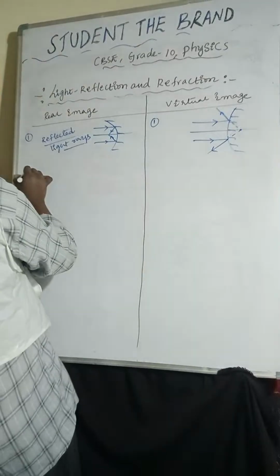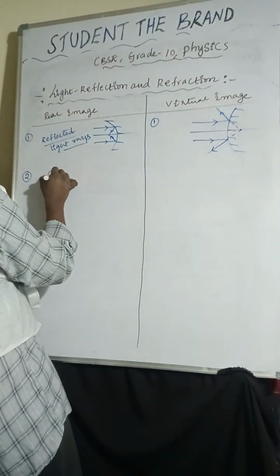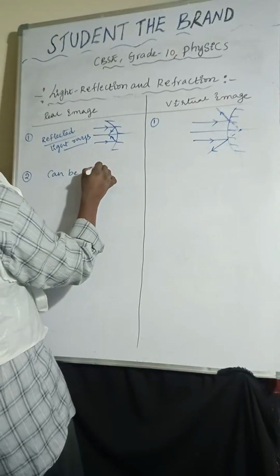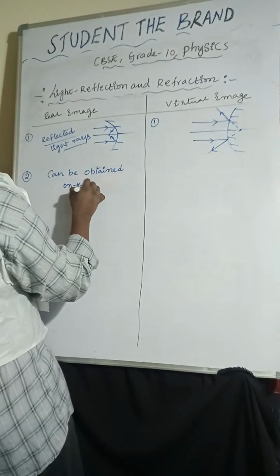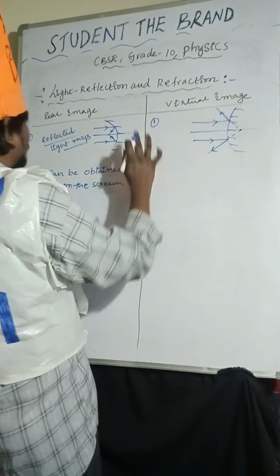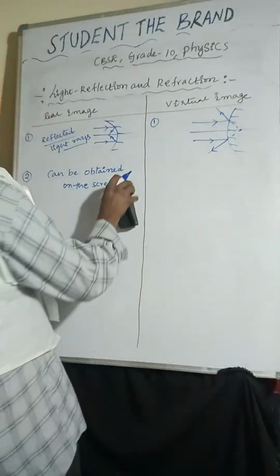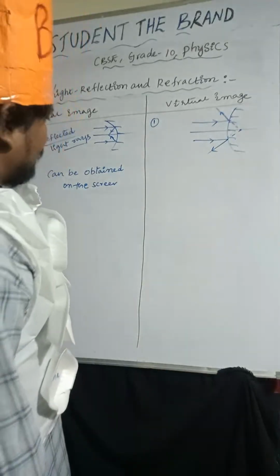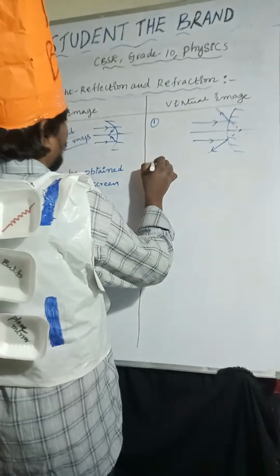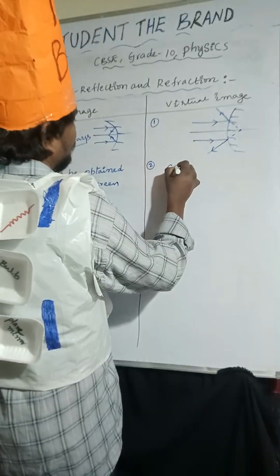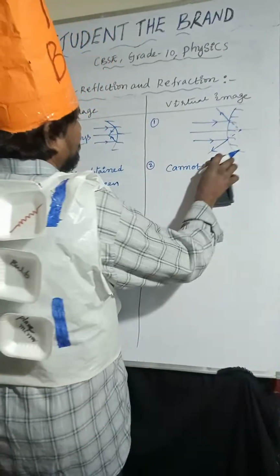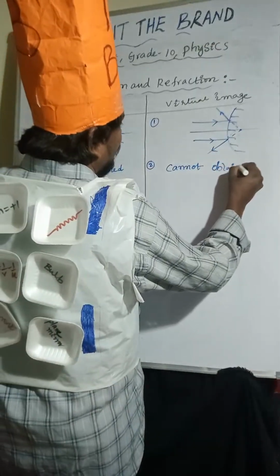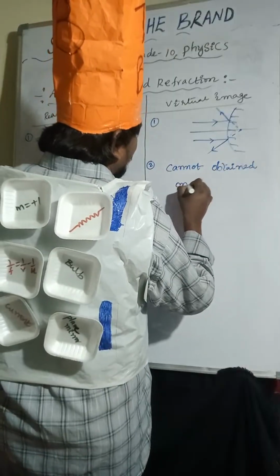And coming to the real image, it can be obtained on the screen. Here, a virtual image cannot be obtained on the screen. A real image can be obtained on the screen; a virtual image cannot be caught on the screen.